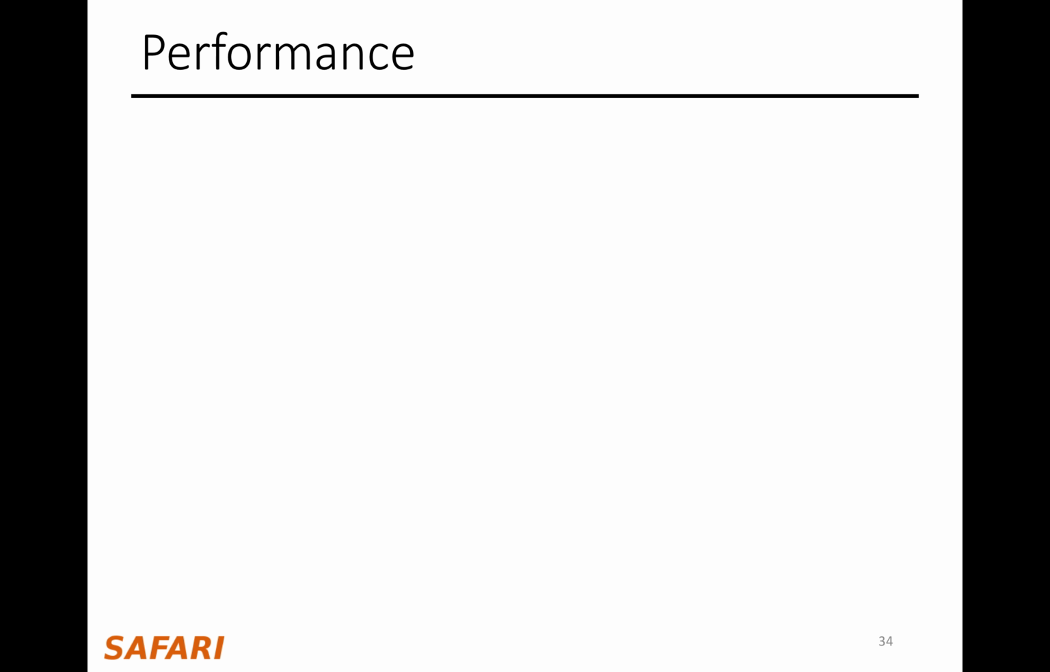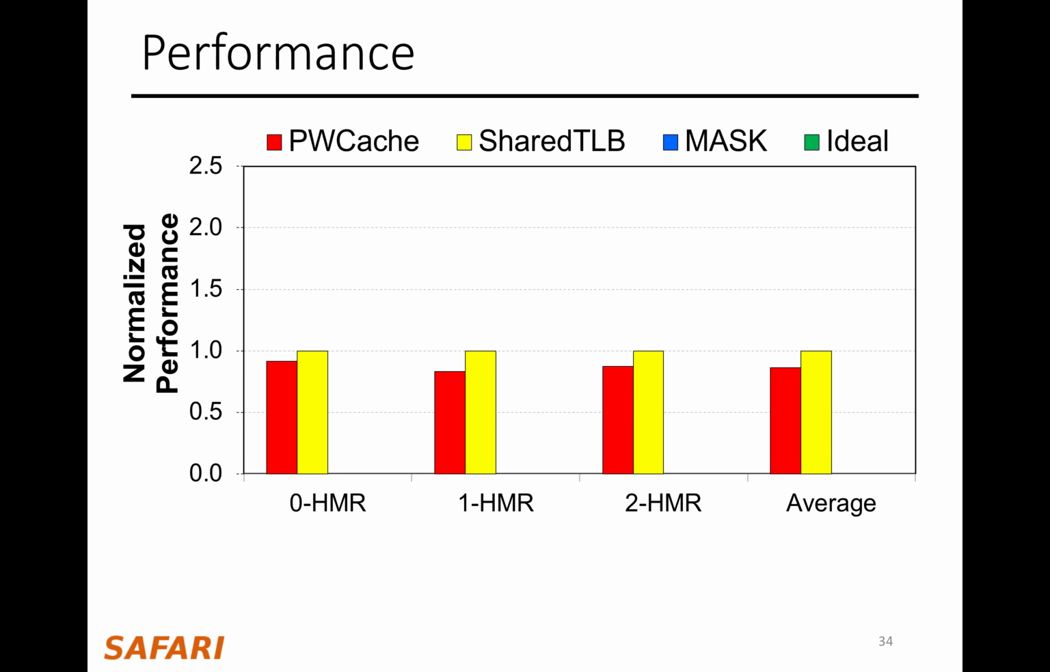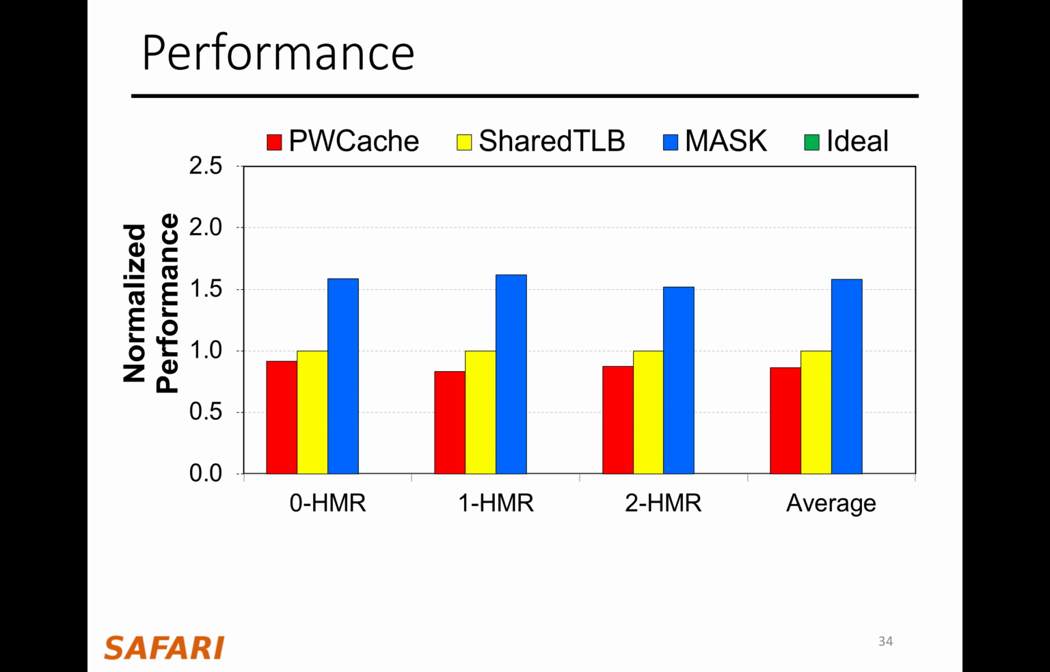In terms of performance, on the y-axis, I show the normalized performance across the different workload categories, including the average, as shown on the x-axis. On the red bar, I show the performance of the page walk cache. On the yellow bar, I show the performance of the shared TLB. And on the blue bars, I show the performance of MASK. As you can see here, MASK is able to outperform the page walk cache and the shared TLB designs across all three workload categories.